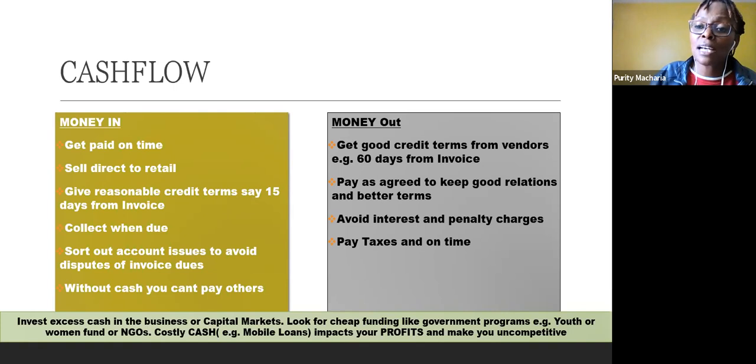Mobile loans charge very high interest. They are quick, they are easy, but when you do your costing for your product, it will be quite expensive because you will charge that interest to your product. And if somebody else is not borrowing, their product is cheaper, which means you will have difficulty competing in the market if you're operating in the same market segment. So consider how you're funding your business. So that's cash flow.